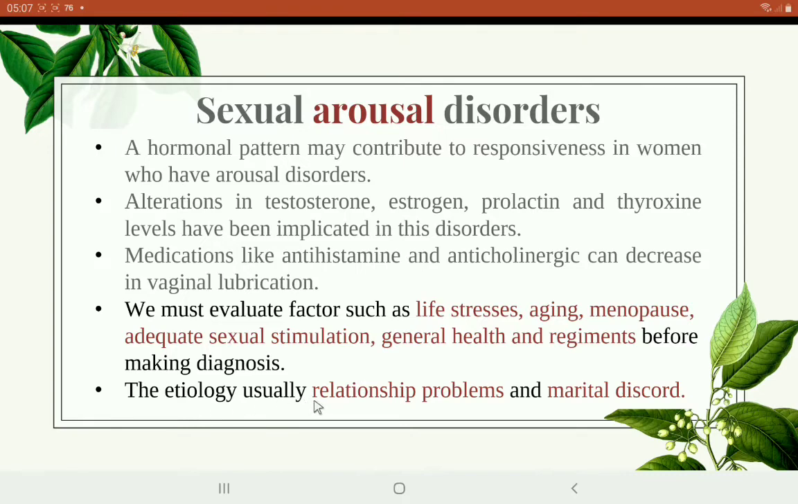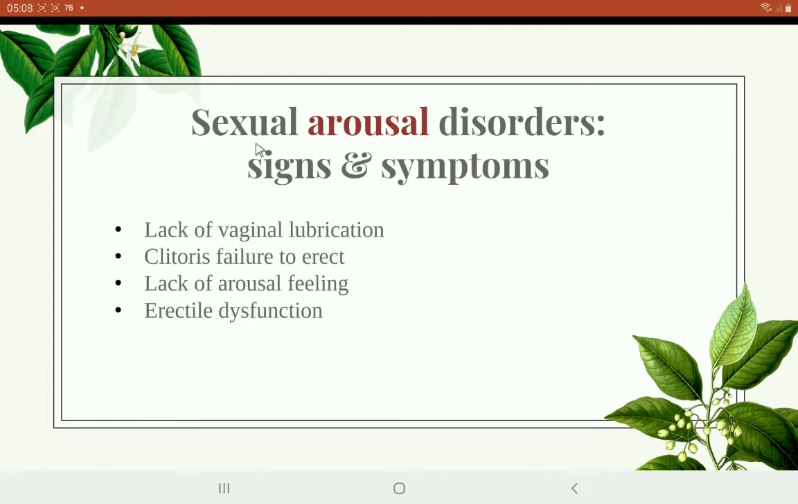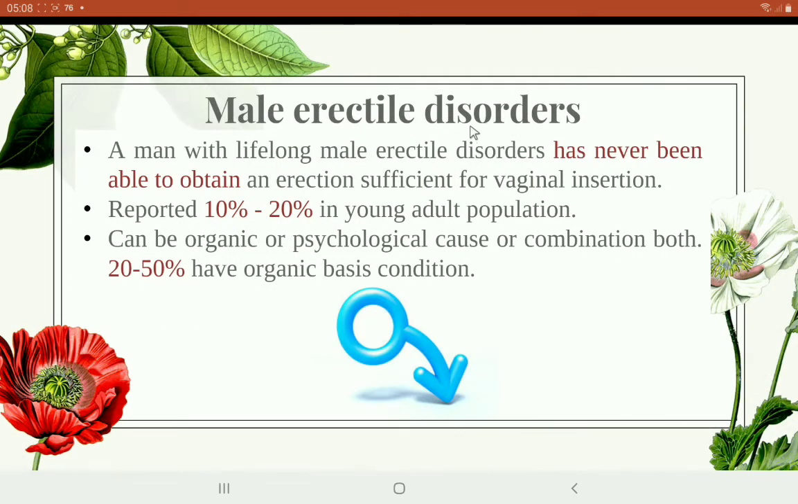The etiology is usually relationship problems and marital discord. Signs and symptoms of sexual arousal disorder are lack of vaginal lubrication, clitoris failure to erect, lack of arousal feeling, and erectile dysfunction. Male erectile disorders.